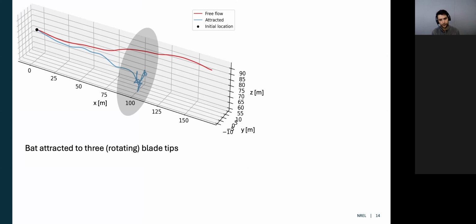So here again, this is the simulation with the turbine, with the bat attracted to the blade tips, and you see that there's a peak spike at the 3P frequency. That's basically the frequency that a blade passes the tower, or a blade passes a fixed point in space. And because the bat is attracted to those blade ends, we see this extra energy in the bat flight path at that frequency.